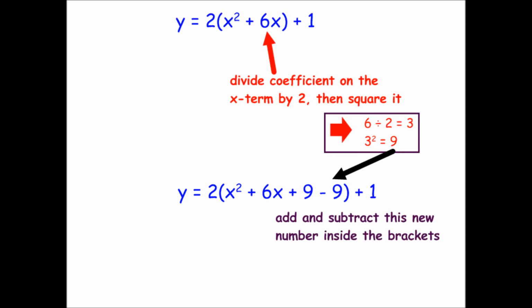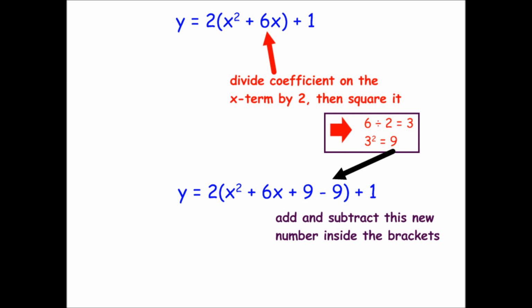Then we're going to take that new second term, that new 6x, and do two things to it. We're going to divide it by 2, and we're going to square it. This is an important step we always do when we complete the square. So we divide 6 by 2 and we get 3, and then we square 3. Don't square root it, we square 3, 3 times 3, and we get 9.